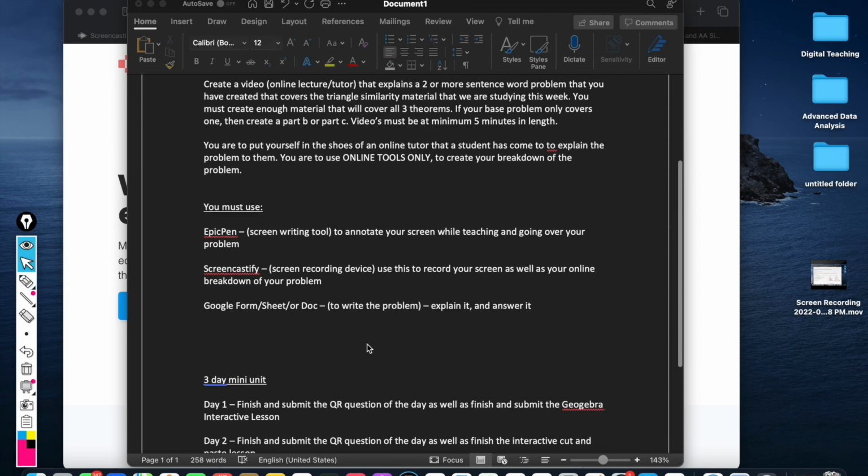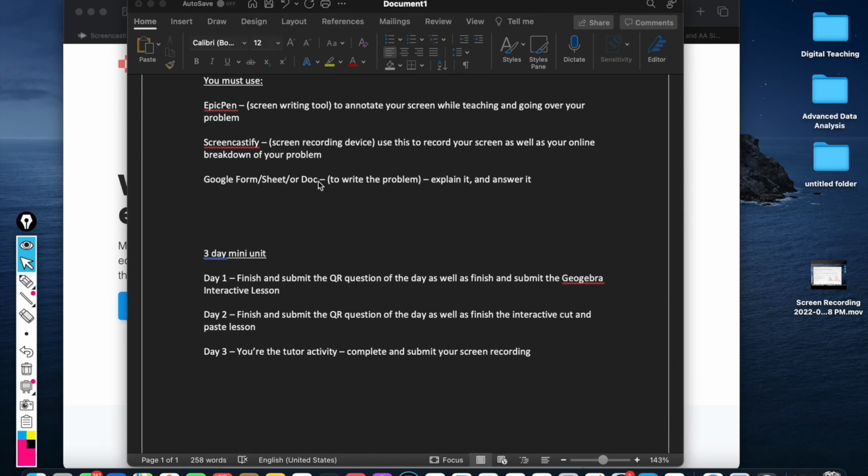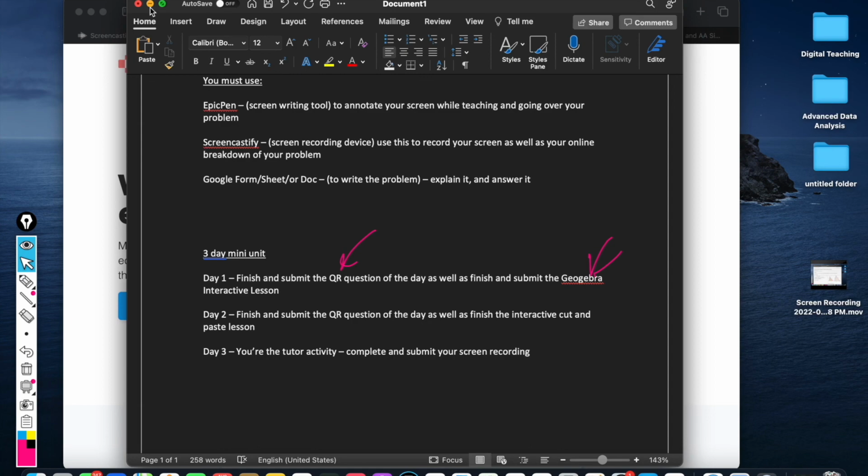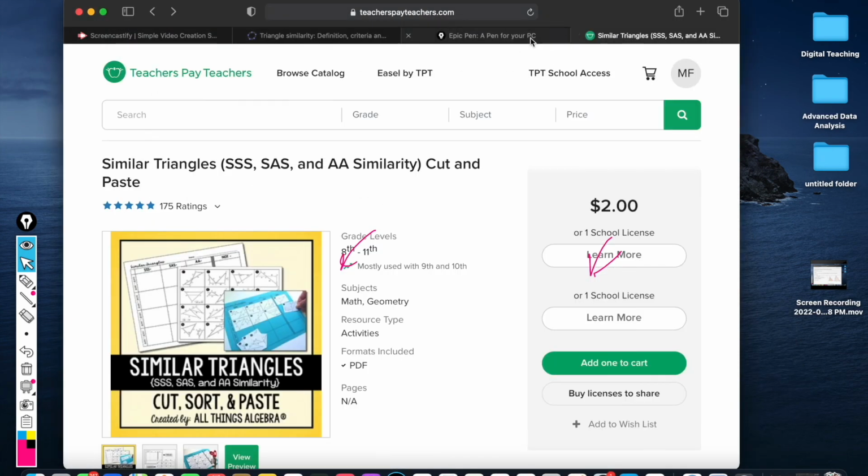Day 1, you're going to finish and submit our question of the day. I'll put the QR code online. Finish and submit that, as well as finishing and submitting the GeoGebra interactive lesson that I covered in the first part of this video. Day 2, finish and submit the question of the day, as well as finish the interactive cut and paste lesson that we discussed in part 1 of this video.